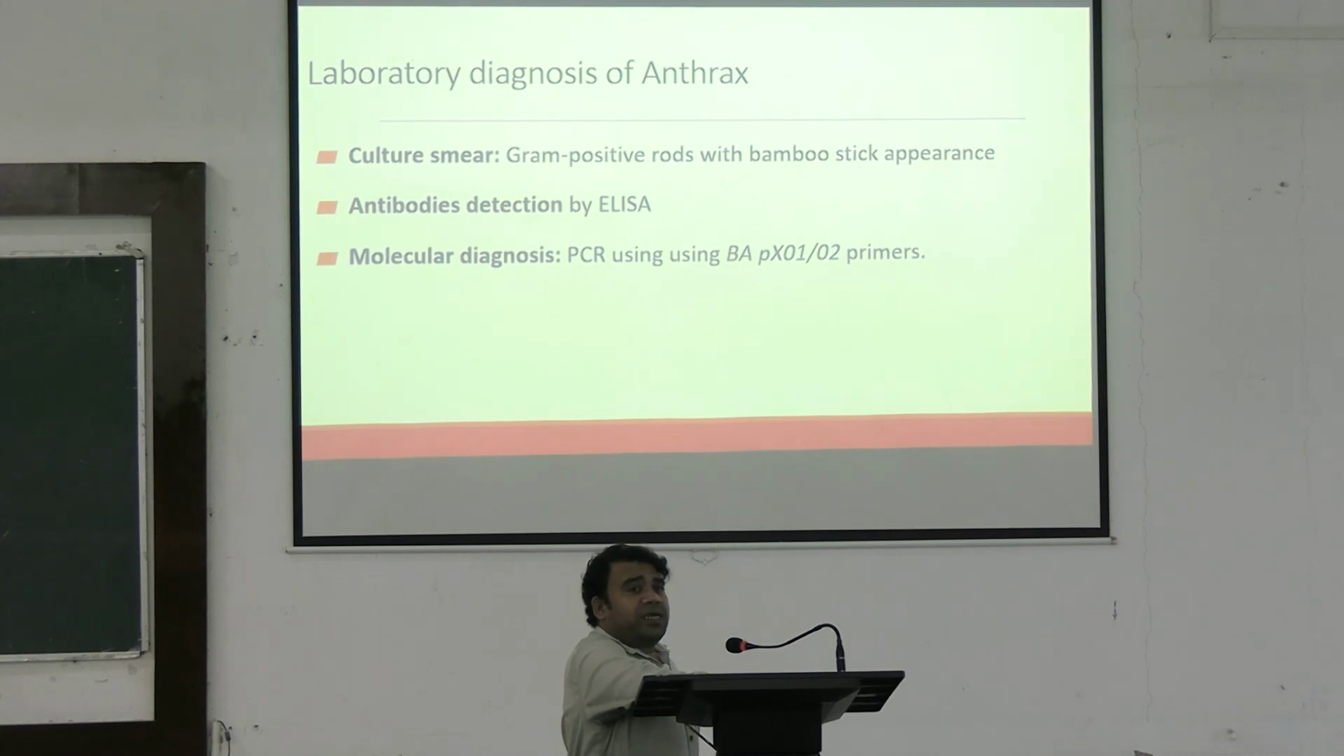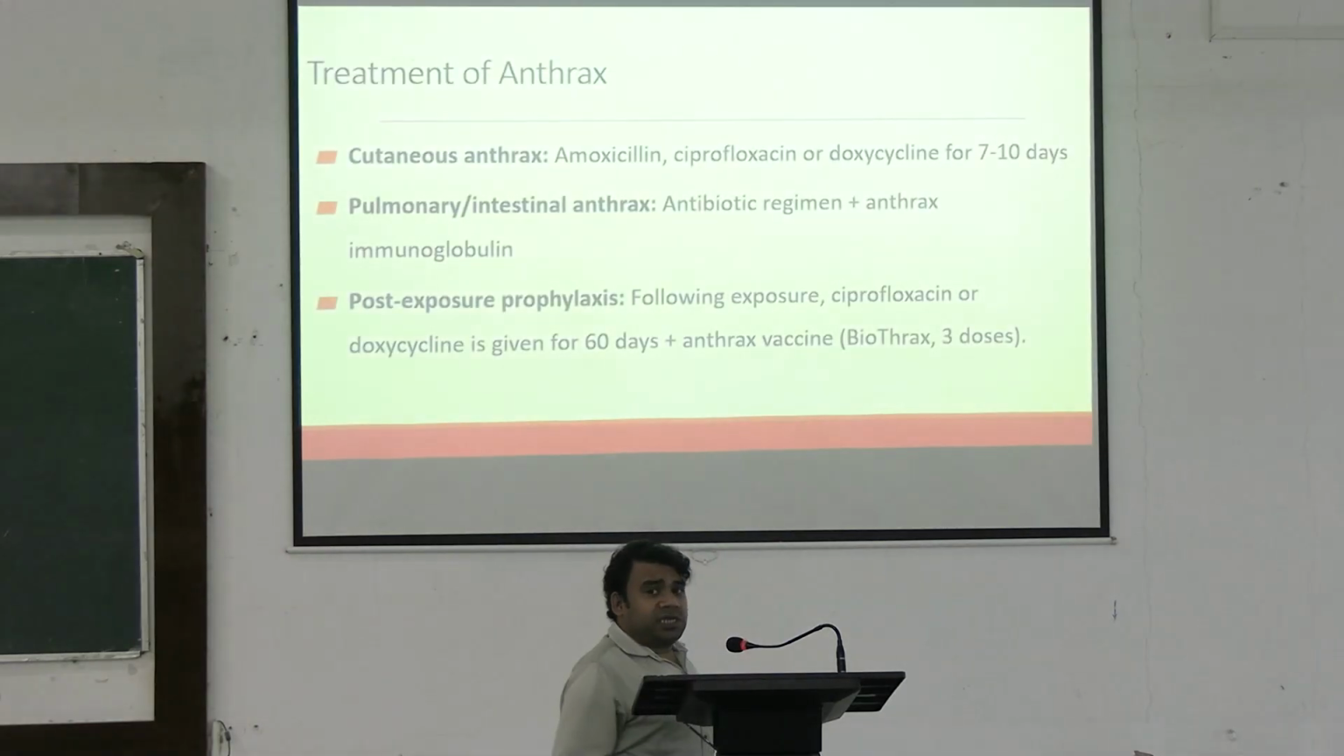But more commonly, we can definitely identify the organism with the help of molecular techniques, in which we can use the specific primer for the toxin. I've already told you this is the gene which helps the bacilli to form the toxin, with which we can identify or confirm the diagnosis. Antibody testing can also be done with the help of ELISA.